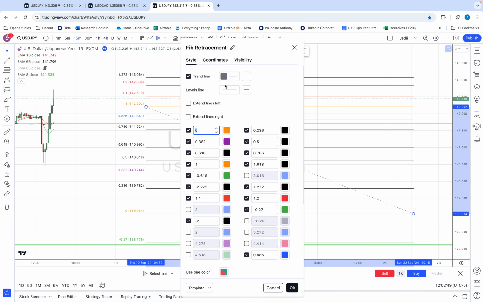Before I get into how to actually apply it, you want to double click on the actual FIB, just double click anywhere on it, and then make sure that your levels look exactly like these levels. Color wise, you don't have to worry about the color too much. You can copy the same colors, but the percentages, the numbers, and the check marks on all these boxes, make sure they are identical. I'll give you guys a second to do that real quick if you haven't done that already.